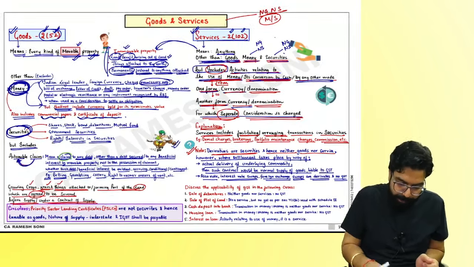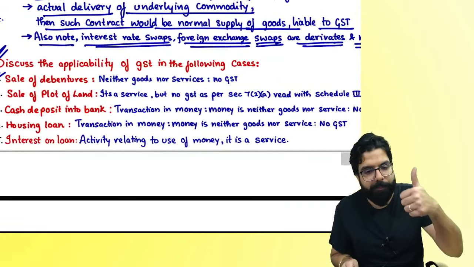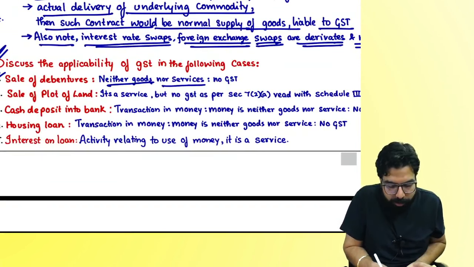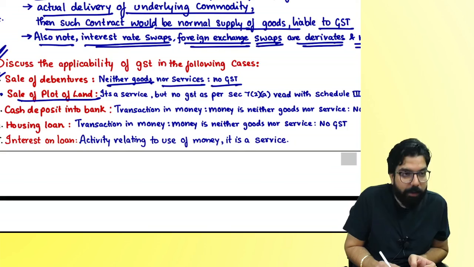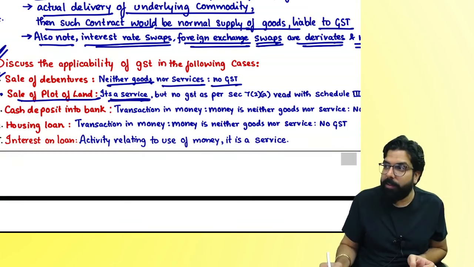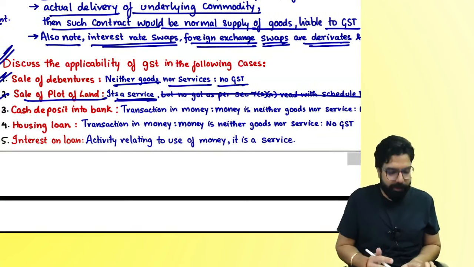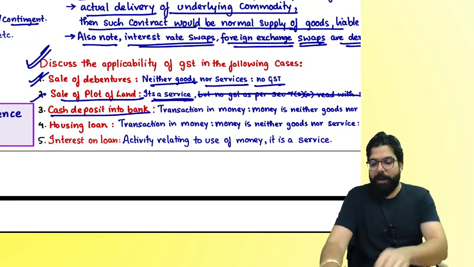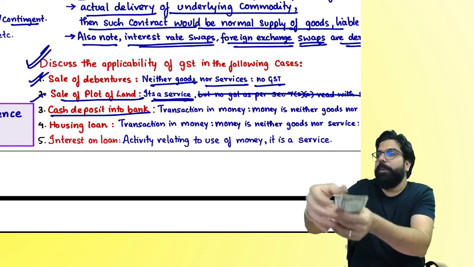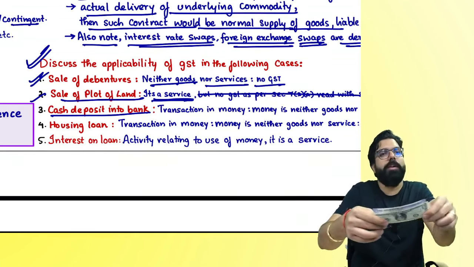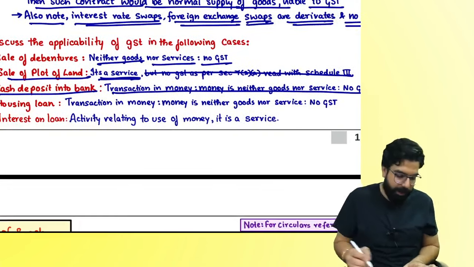Everyone over here now. Now I've given some examples over here. Sale of debentures. What are debentures, everyone? Neither goods nor service, no GST. Okay? Land. Land is goods or service? This point you don't cut, I am cutting. Not now. In the next page, you will understand. Cash deposit. I deposited this money in the bank. Goods or service? Neither goods nor service. It's a transaction in money. Neither goods nor service. Okay?